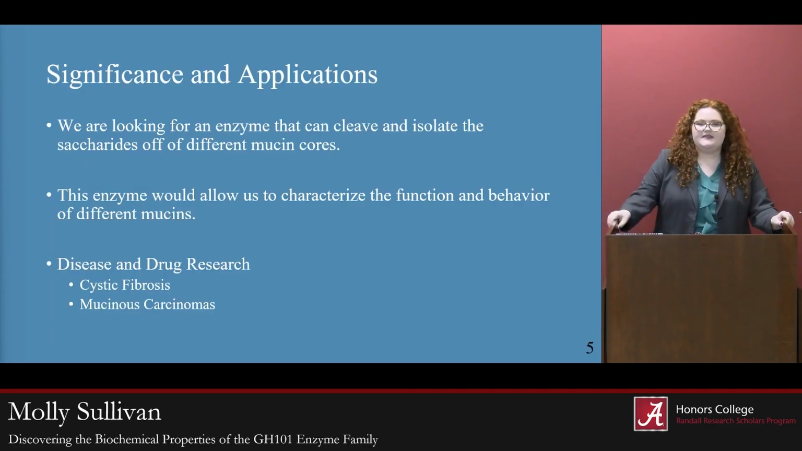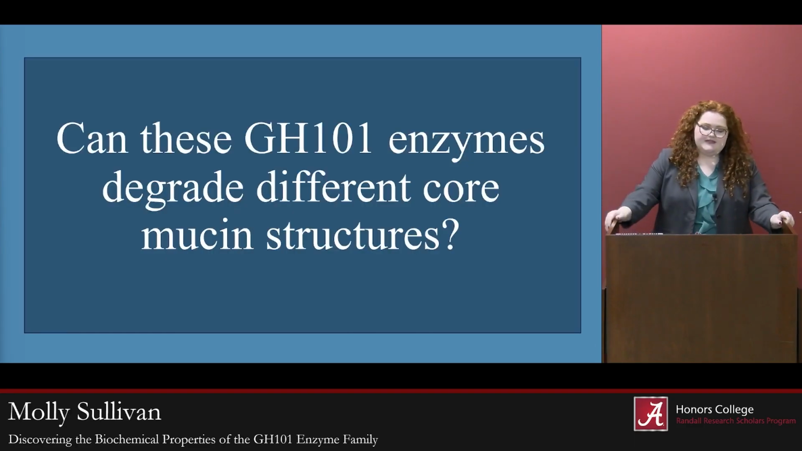So to start, what is the significance of this? Like, why is this important? We are looking at these enzymes that can cleave and isolate the saccharides off of different mucin cores because mucins are so prevalent throughout humans and in the environment that there's a wide variety of things where this type of tool or enzyme would be super helpful. It would allow us to characterize the function and behavior of different mucins, which has a lot of different applications in disease and drug research, specifically in cystic fibrosis and mucinous carcinomas, as these have a lot of mucins involved in the development of the disease, and also these GH101s could potentially even be helpful in different treatment options. So our main question is, can these GH101 enzymes degrade different core mucin structures?